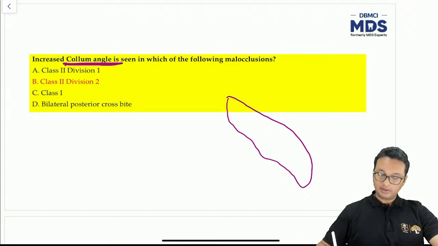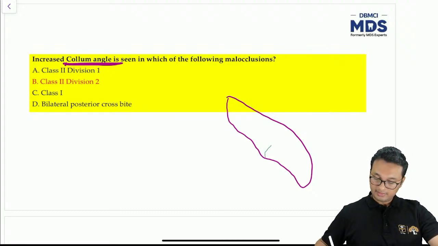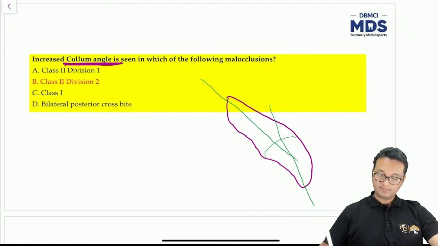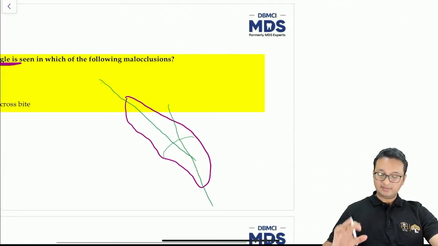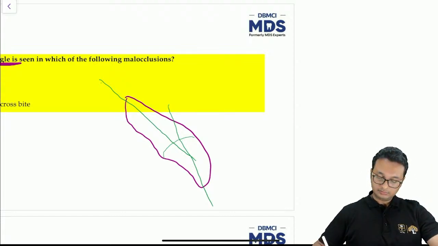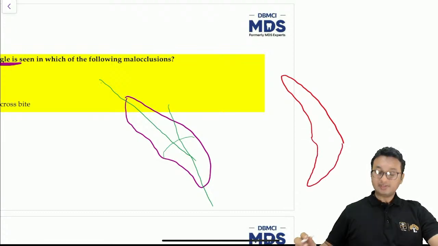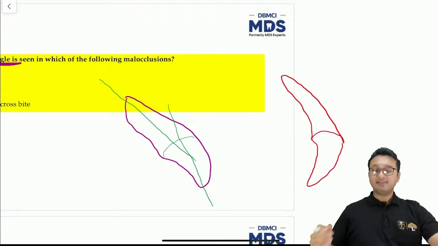This is the long axis of the tooth. We are talking about the upper central incisor. We divide the crown and root into two parts: the long axis of the crown and the long axis of the root. In normal cases, this is how the tooth is. But in class 2 division 2, you know the clinical feature of class 2 division 2? The central incisors are retroclined.